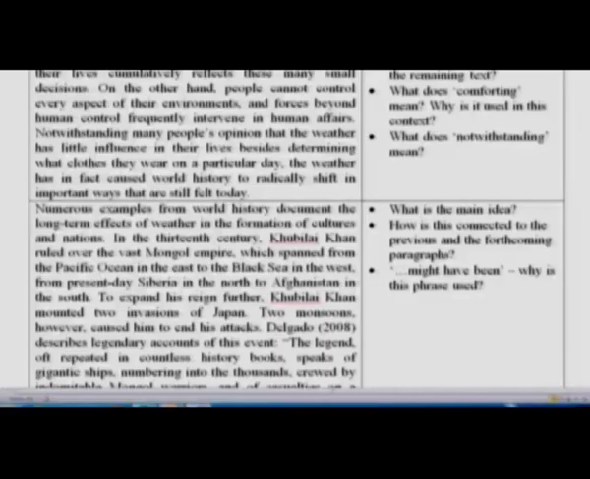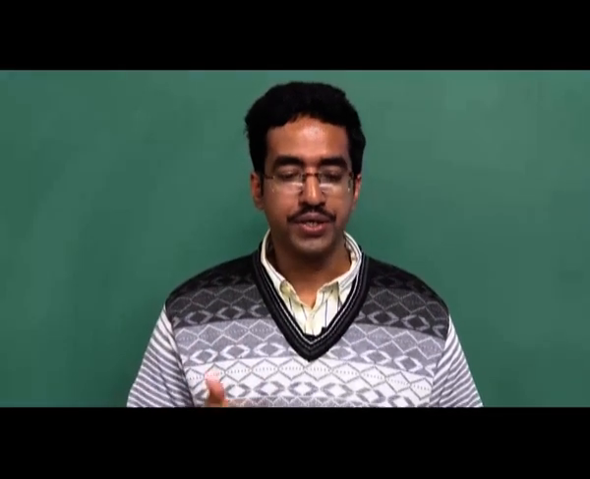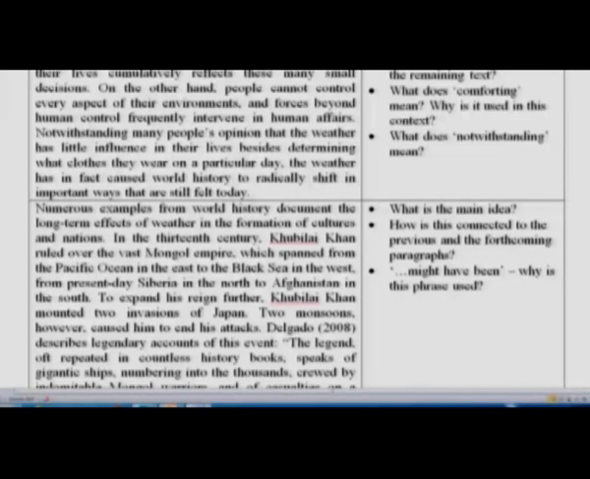Coming to the first paragraph, let us look at how it begins. It is tempting and often comforting to think that humans control their fates. So, it starts with a statement. The decisions that people make in their daily lives can affect many things, and the course of their lives cumulatively reflects these many small decisions. So, it kind of says human beings take decisions and these decisions affect our lives. So, in a way human beings control their own fates.